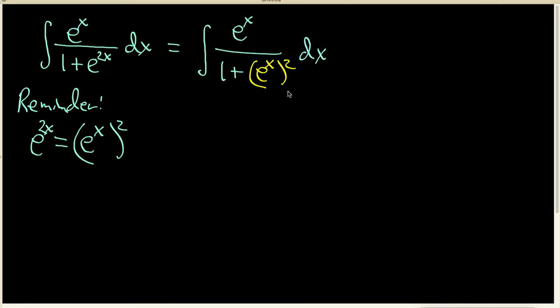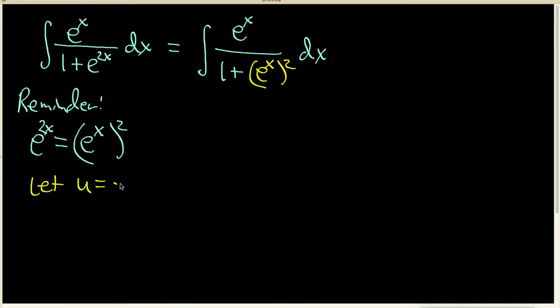And once I look at it like this, I realize that I have a composition, and if I think about making u equal to e to the x, this is going to go away into the du, and I should get something that's going to go back to the arctangent. So we're going to make this substitution.